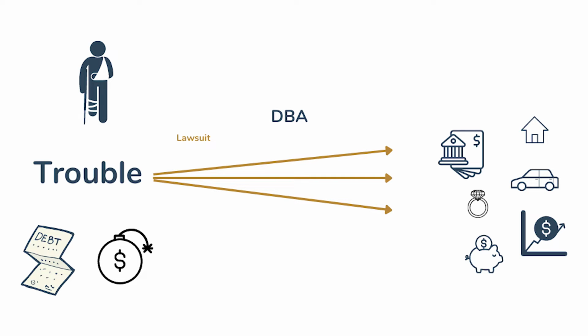DBAs have two problems that we see over and over again. The first one is a DBA doesn't provide any liability protection. What that means is your personal assets are at risk, and we'll talk more about that in just a second. The second one is when you file a DBA, you don't get any name rights with that name. So you file it thinking, oh, well, I own this name, but you don't. So let's take the first problem.